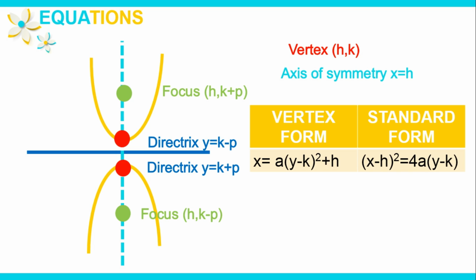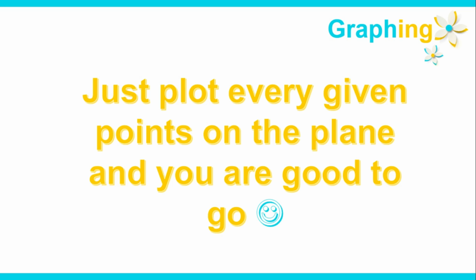So here, when the equation and graph look like this, the vertex form and the standard form are different. So take note of the formulas. Now let's go to the graphing. Graphing is really easy. Just plot every given point on the plane and you are good to go. It's easy because you just plot the given points on the Cartesian plane. Except for what is not given, like the directrix, it is easy to find because you know the distance from the vertex to the focus. Mirror that to get the directrix.